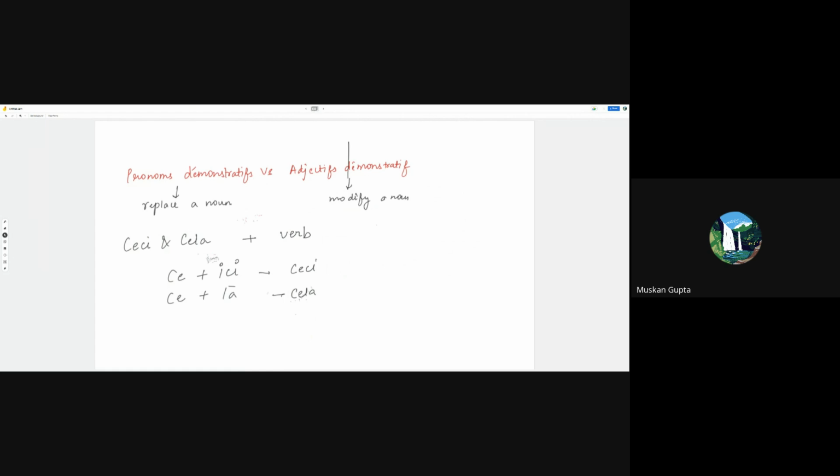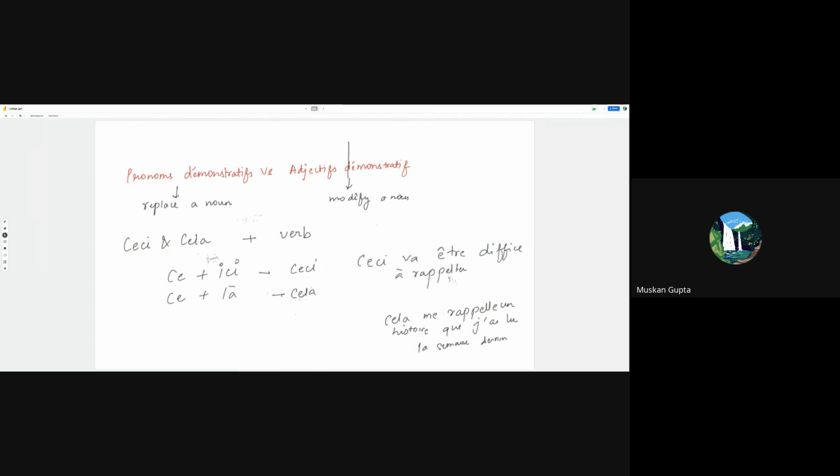For example, I can say, "Ceci va être difficile à apprendre." This one is difficult to learn. "Cela me rappelle l'histoire que j'ai lue, let's say, la semaine dernière." That reminds me of a story that we read last week.